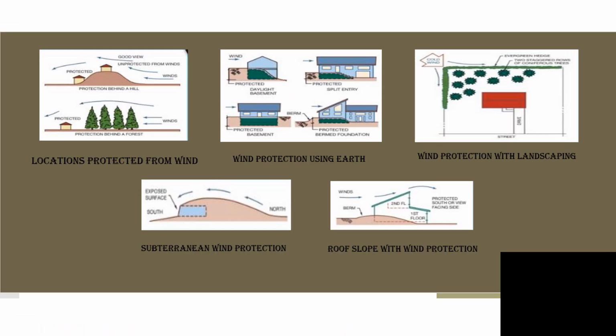Last one, roof slope with protection. A flat two-story surface causes a great deal of wind resistance. A better alternative is achieved when a long sloping roof is used to reduce wind resistance, resulting in more energy efficient construction.